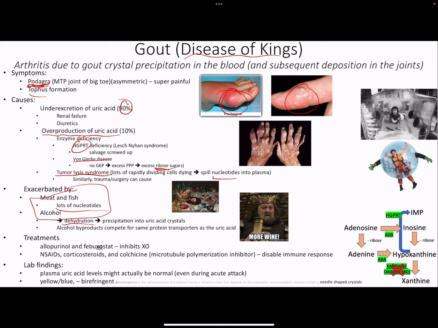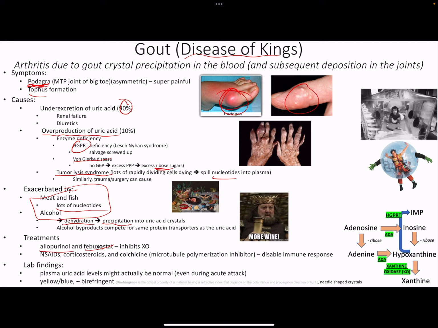Alcohol causes dehydration. If you dehydrate, you're going to have less fluid in your blood, which means however much uric acid you have, the concentration is now higher. And if the concentration is higher, it's more likely to precipitate and deposit. Also, alcohol is going to compete for the same transporter that helps secrete uric acid into the urine. Treatments: allopurinol and febuxostat.